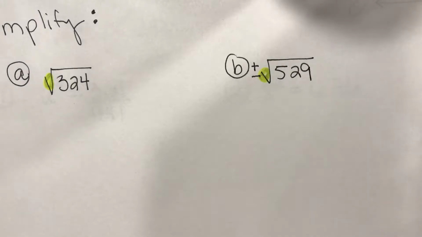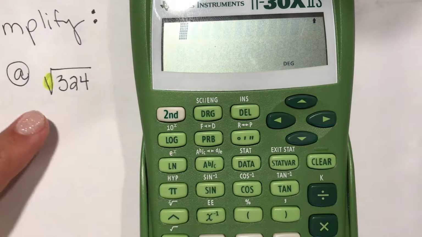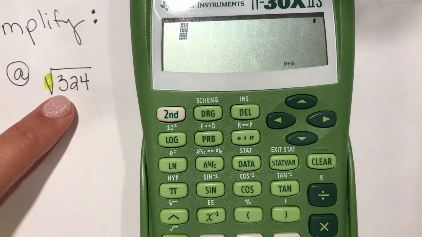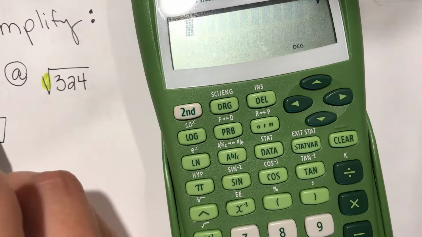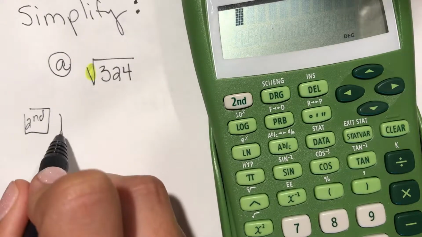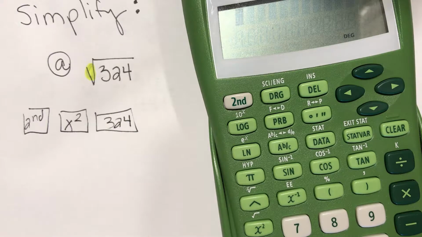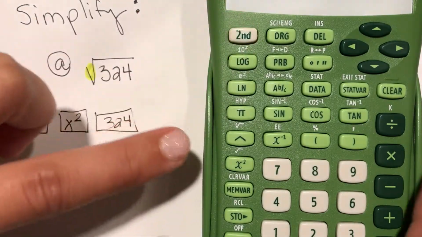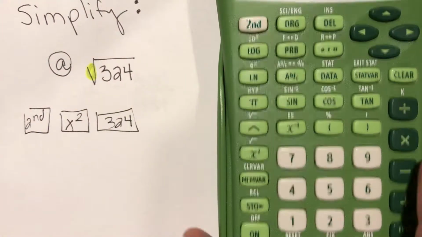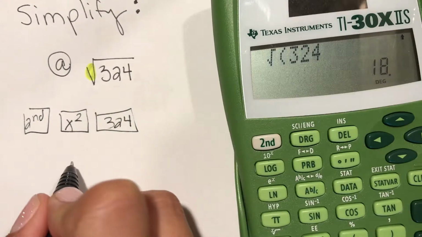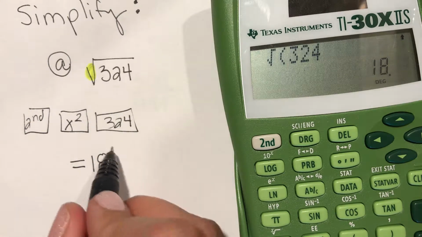In the last video, I told you what buttons you needed to press in order to simplify the following. Here we're simplifying the square root of 324. Square root means that we're pressing the button second x squared, and then typing the number 324. And that gives me an answer of 18. So that radical simplified is 18. That would be my answer.